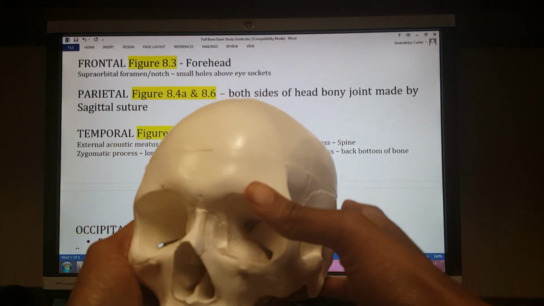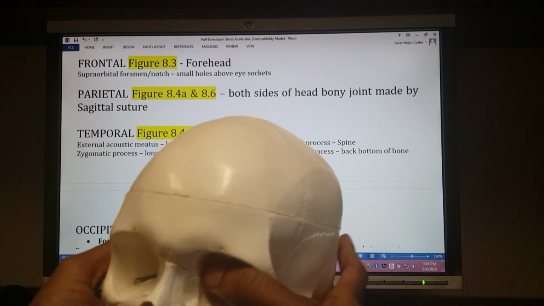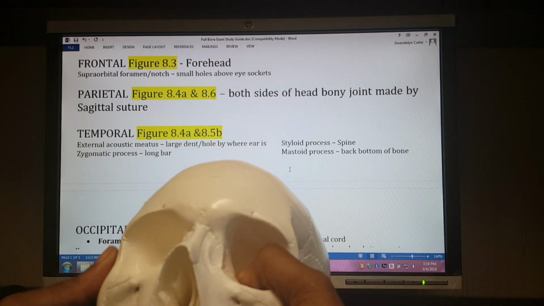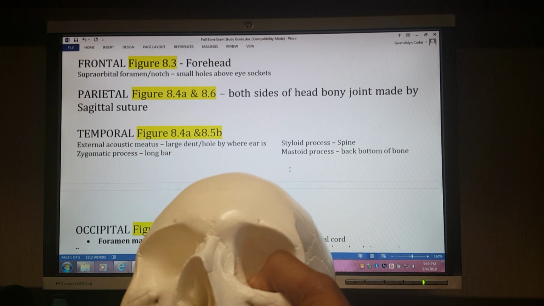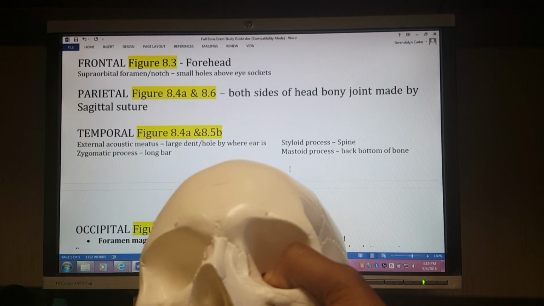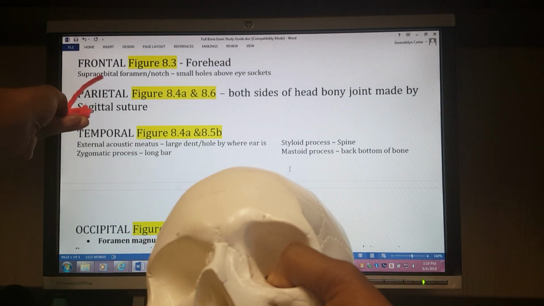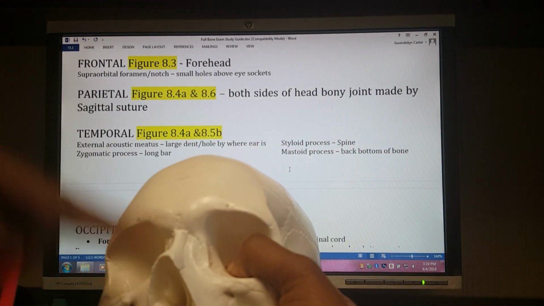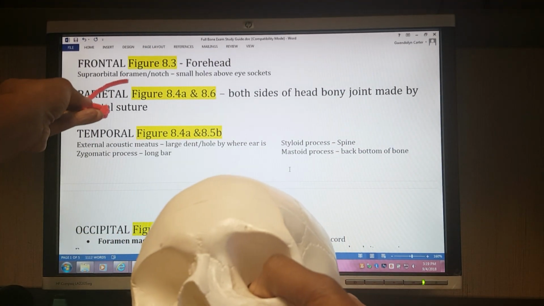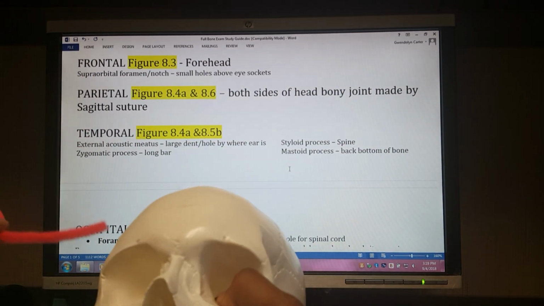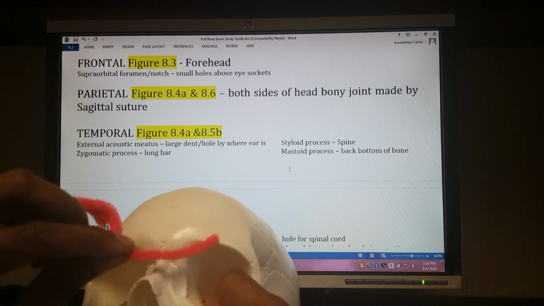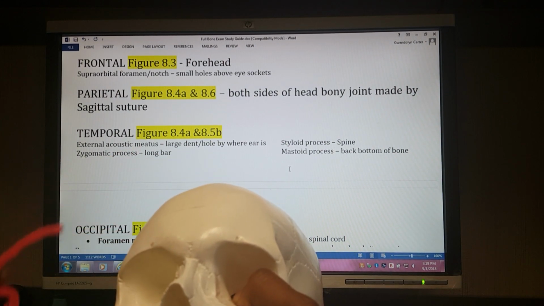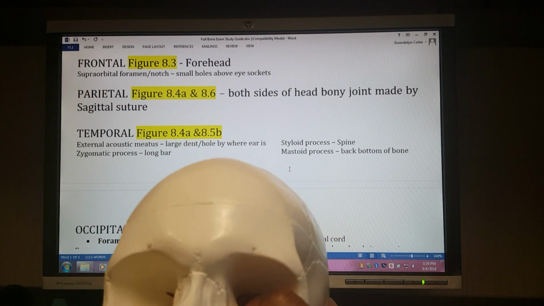There is one feature you do need to know for the frontal bone, and that's the supraorbital foramen or notch. Thinking supra, or above, orbital, as in the eye orbit, and a foramen is a small hole, or notch. So these small holes above the eye sockets are your supraorbital foramens.